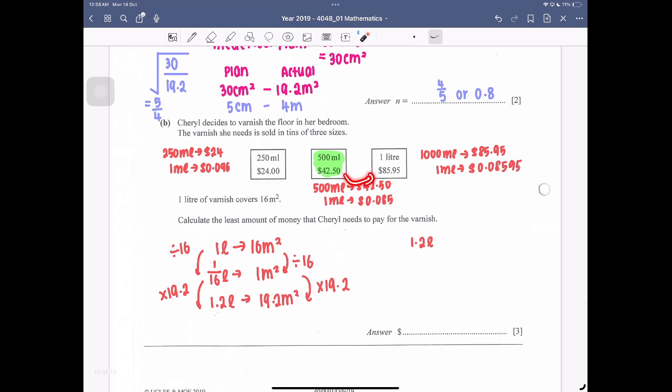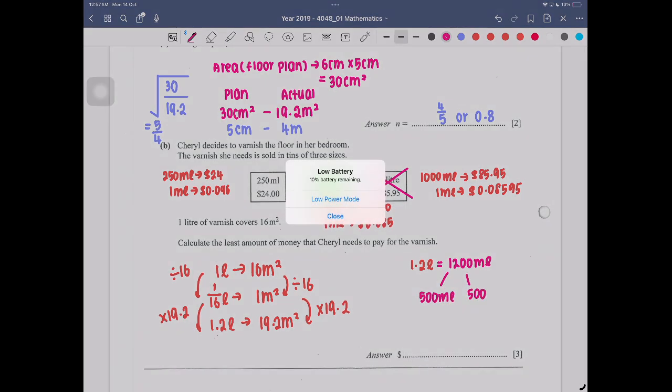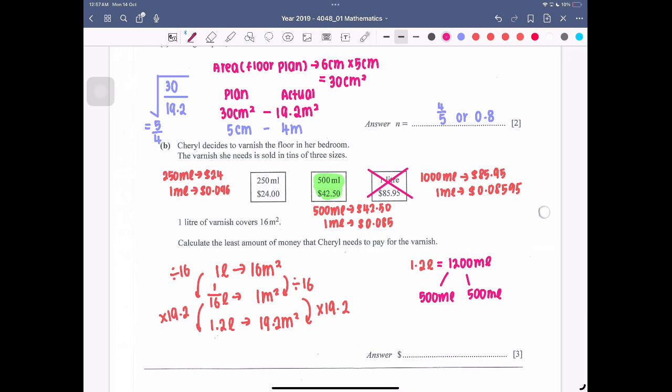Comparing these two, I will definitely not choose the 1 liter, because when I take 500 ml times 2, I get 1 liter, the same volume, but at a lower price. So I will straight away not use the price here. I will only look at 250 ml and 500 ml. To get 1.2 liters, multiply by 1000 and it is 1200 ml. So how can you spend the least amount of money? You split it into 500 ml, another 500 ml, another 500 ml, and that will be 1000 already, and then another 200 ml.